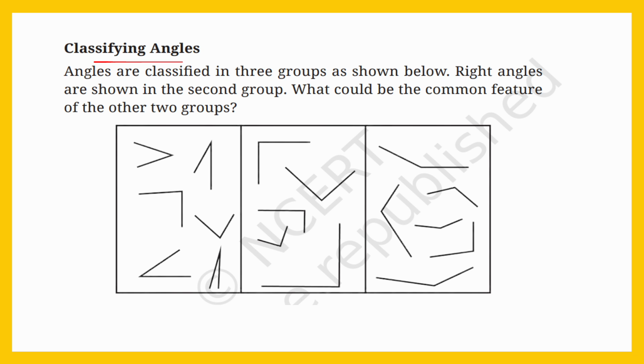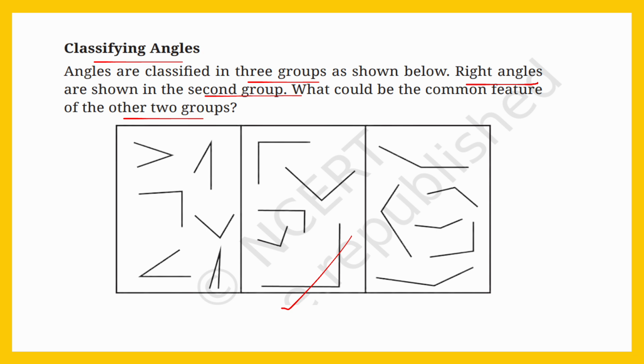Classifying angles. Angles are classified in three groups as shown below. Right angles are shown in the second group. What could be the common feature of the other two groups? We have given a picture. See, right angles are shown in the second group. Right angles means they are L-shaped angles, 90 degrees.